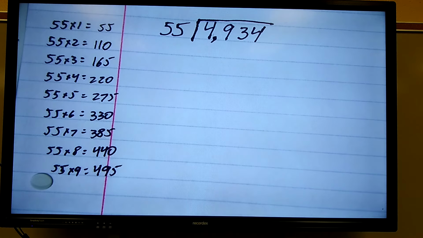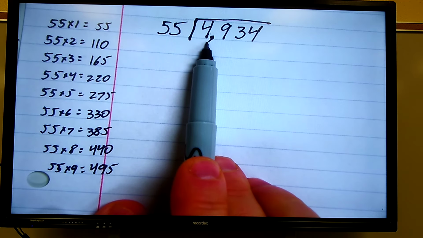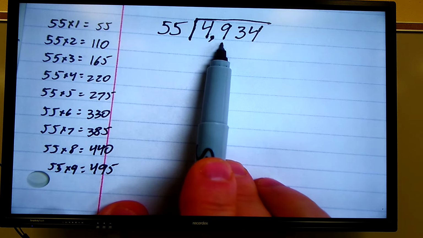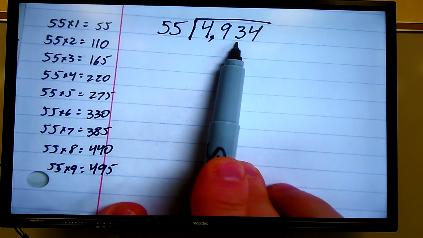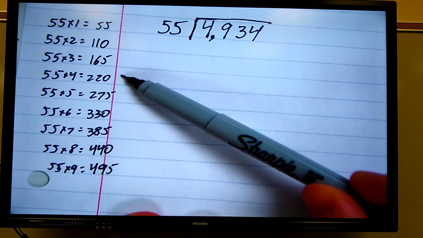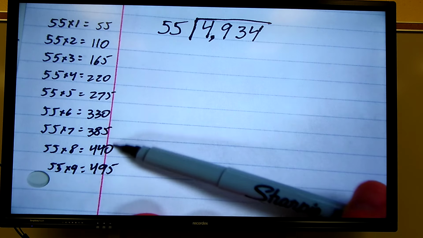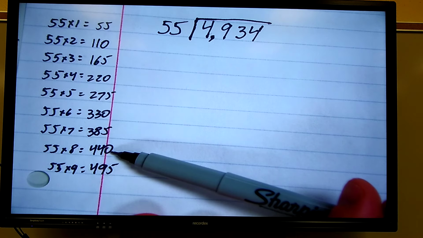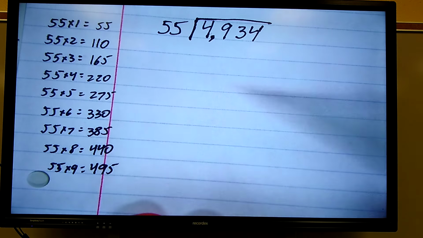All right, let's see how bad you did. I mean, how good you did. All right, 55, can it go into 4? No. Can it go into 49? No. Can it go into 493? Yes, it can. How many times without going over? Let's see. We got to get up to the 400s or 300s at least. Here's 385. 440, we're getting closer. 495 is close, but the only problem is it went over. So we got to back up to 8 times.